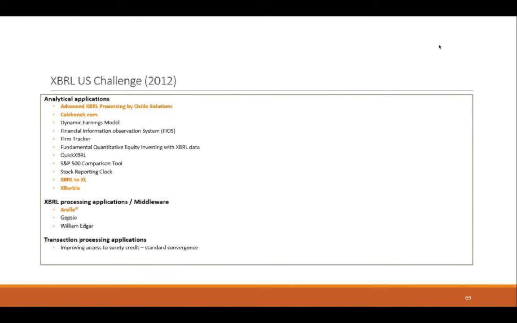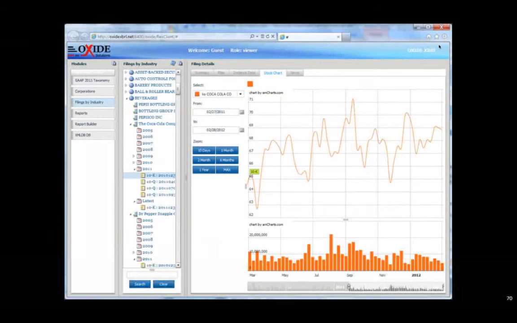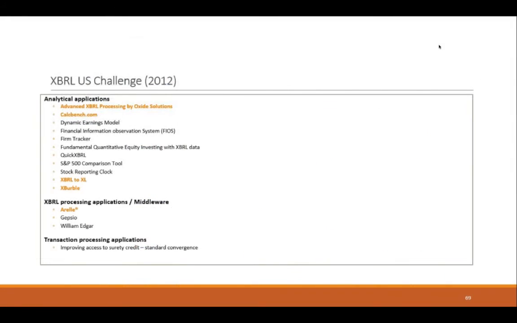And then there are some other applications, including analytical applications, processing applications, and transaction processing applications. All these applications are open source and free. So if you are interested, you can search for those applications online, and you can download the XBRL filings from Rutgers and try to play with these applications using the XBRL documents.